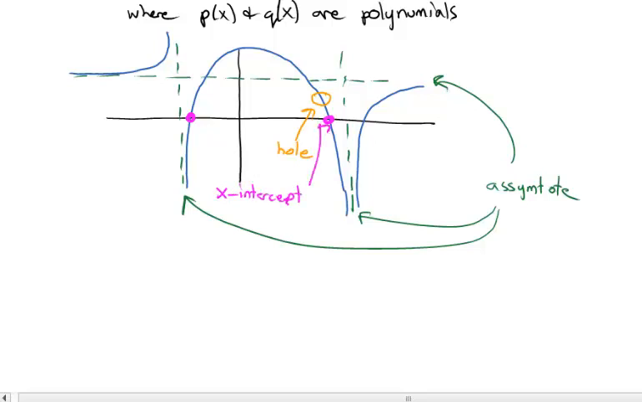That is where the graph crosses the x-axis. We also might be interested in the y-intercept, where the graph crosses the y-axis. So let's give some mathematical meat to this. Let's talk about first how we can find an x-intercept.